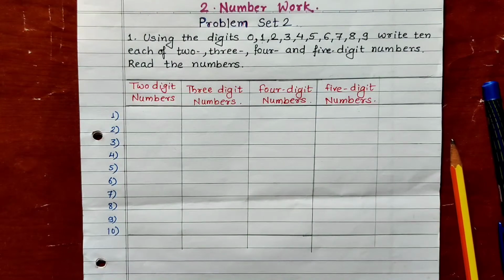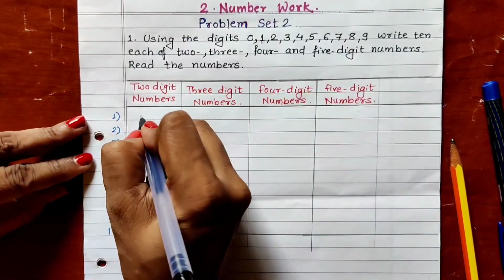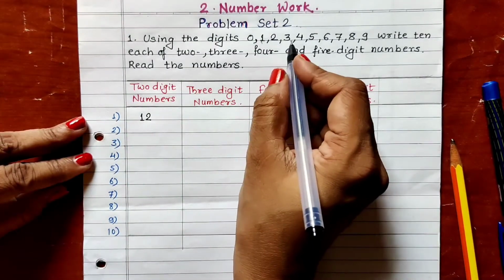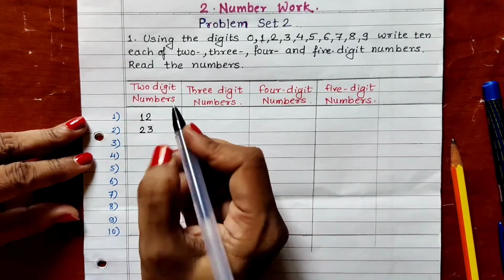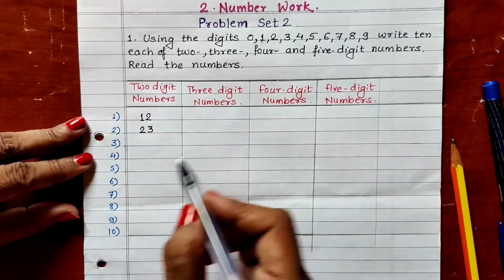Now let us make 2 digit numbers. First we write 1 and then 2. So it will be 12. Correct? If I write 2 and 3, it will be 23. How to read it? 23. While writing, we will have to read also. Read the numbers.